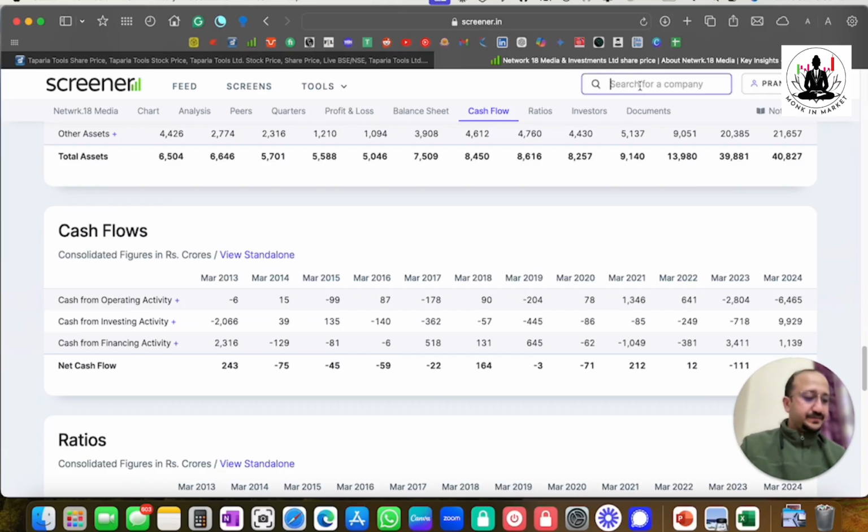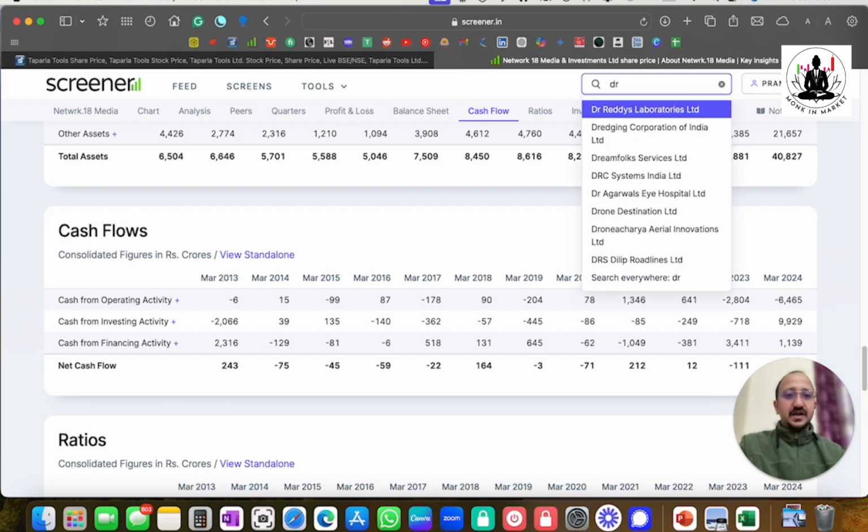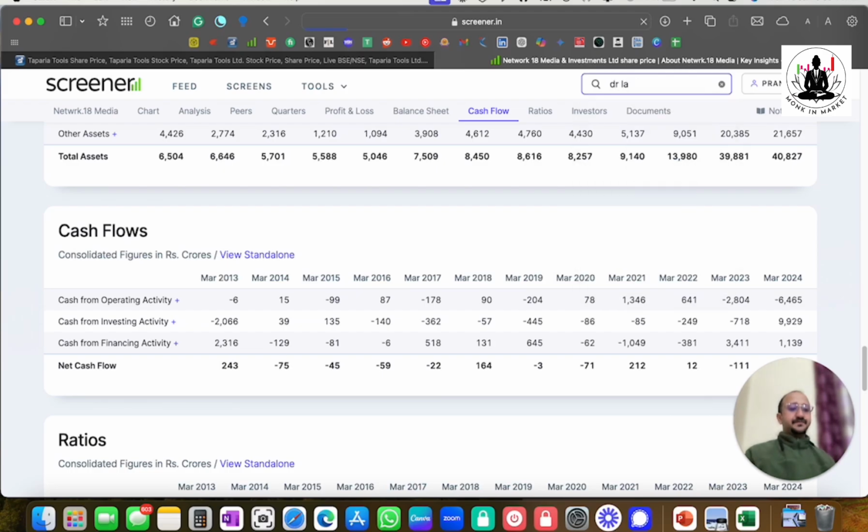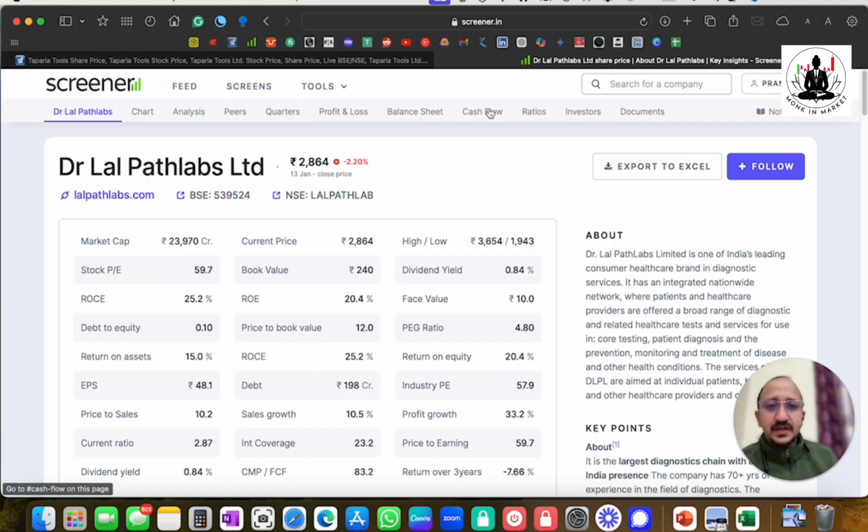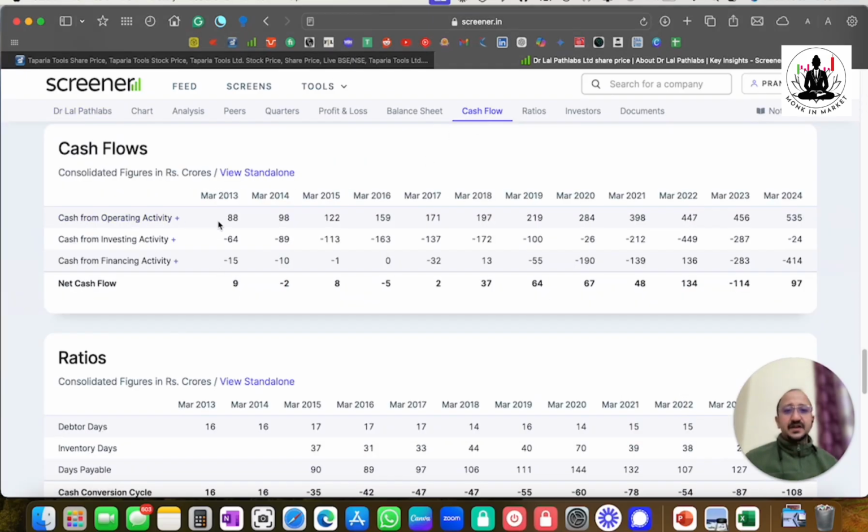All right. Now let's see some good companies as well. Dr. Lal Path. Dr. Lal Path has had good growth for the last many years, especially post-COVID crisis. It did well. So operating activities: you can see over here, guys, they were having a positive cash flow throughout. So it's a good sign, as I told you.